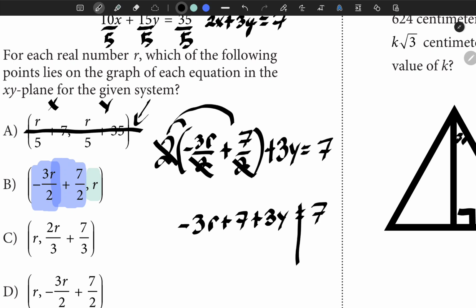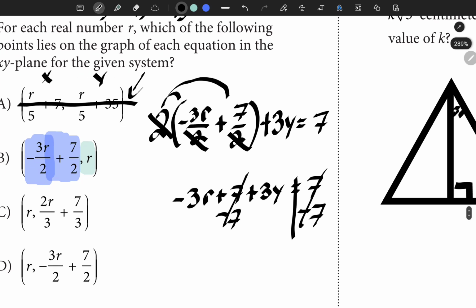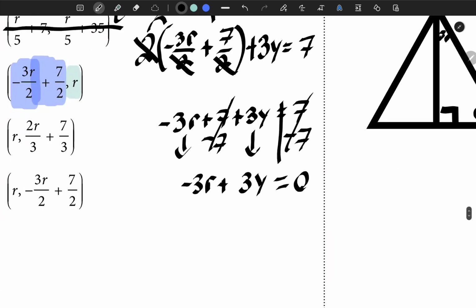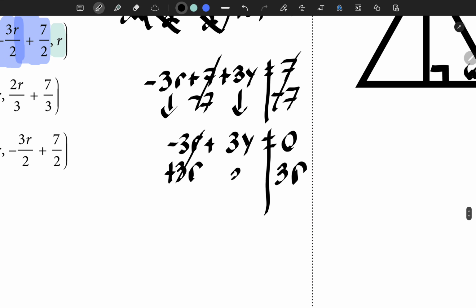So now we have to solve for y. We subtract 7 from both sides, so those two cancel out and we have 0 on that side. Over here we have 3y and also negative 3r. We move that one, so we add positive 3r to both sides. Now we have this. At this point, we divide both sides by 3. And guess what? y is equal to r.